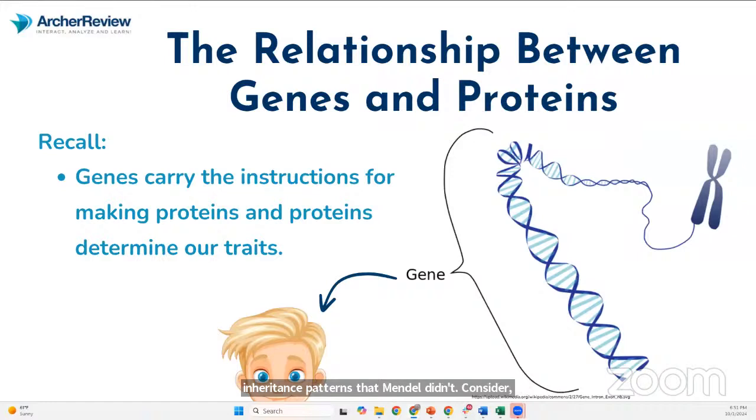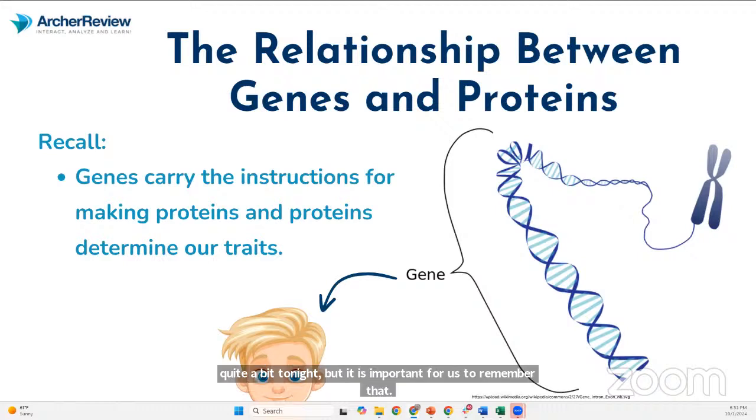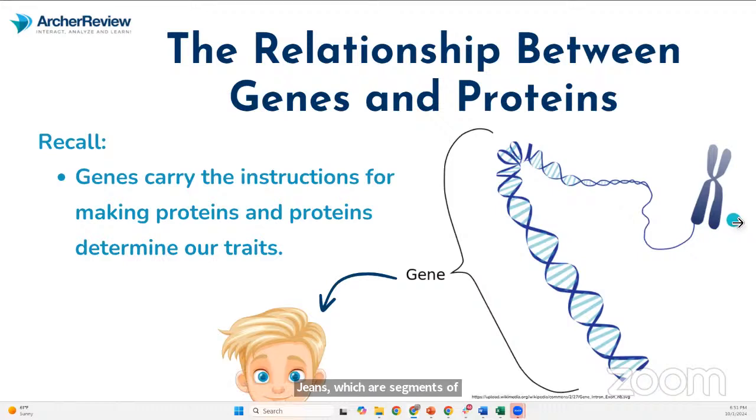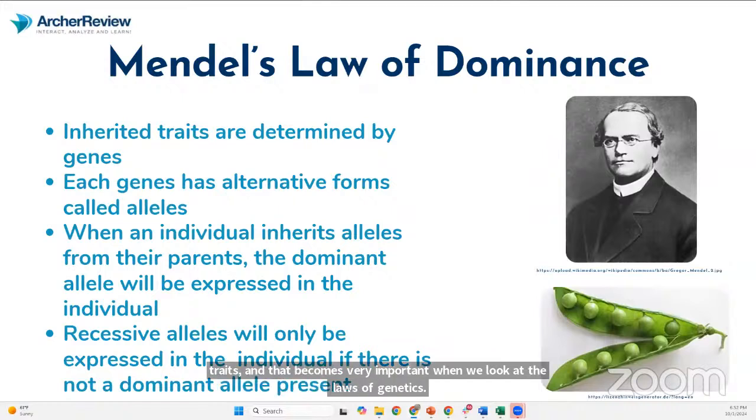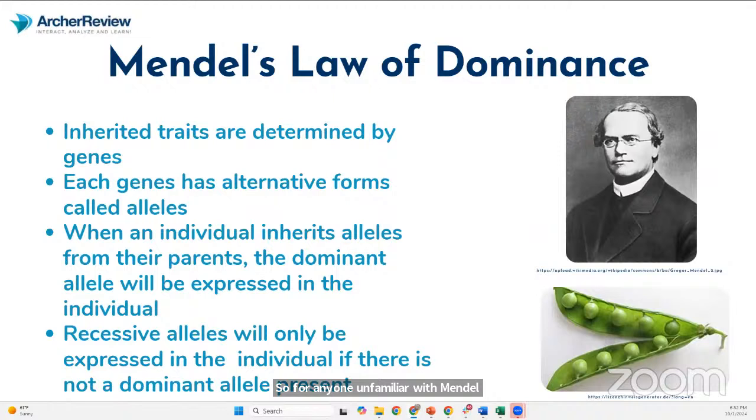So just as a quick reminder, we've talked about this quite a bit tonight, but it is important for us to remember that genes, which are segments of DNA in our chromosomes, determine our traits. And that becomes very important when we look at the laws of genetics. So for anyone unfamiliar with Mendel, he was a monk back in the 1800s, and he used pea plants to study genetics. And he has three primary laws that we will talk about tonight.